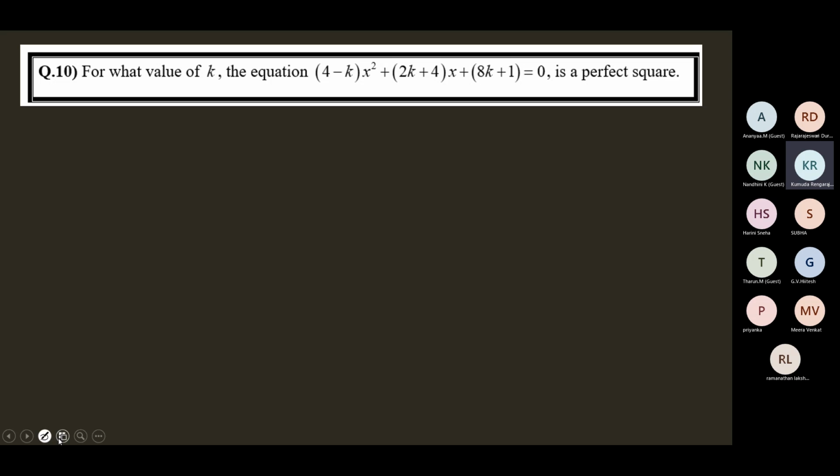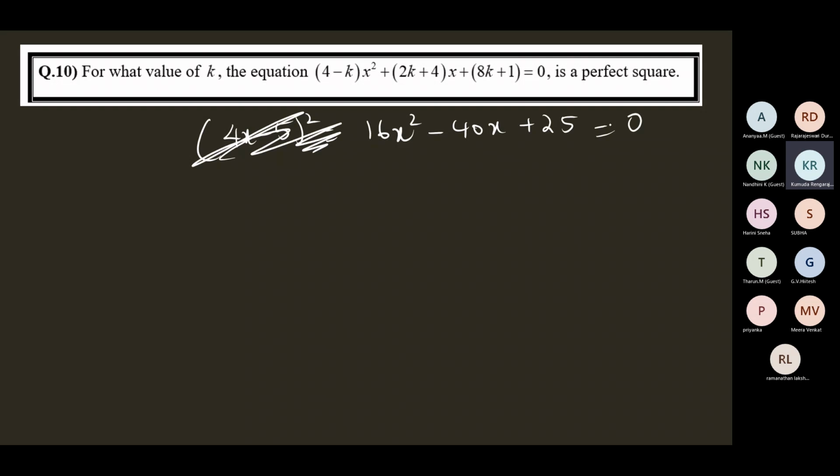Now for example, let's square 4x minus 5 the whole square. So this is a perfect square. On squaring this, you get 16x squared minus 40x plus 25. So this one is equal to 0. This is a perfect square. The quadratic polynomial here in this equation is a perfect square.